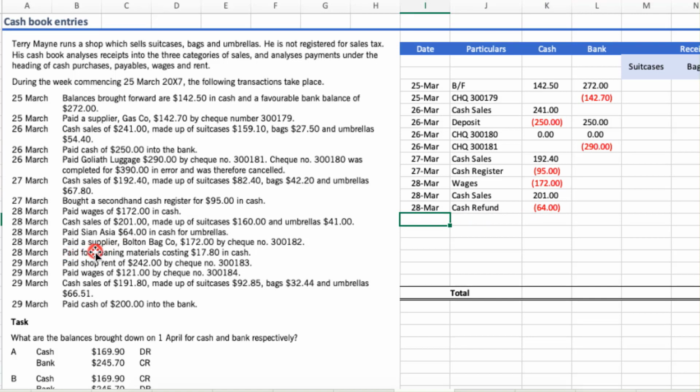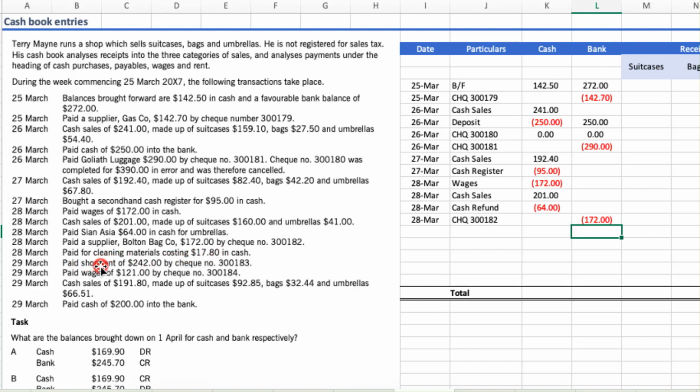Then paid a supplier, again 28 March, paid a supplier B Bag Co. $172 by check number 300182. So it's a check payment, 300182, and it's through the bank account. So again $172, we made the payment.